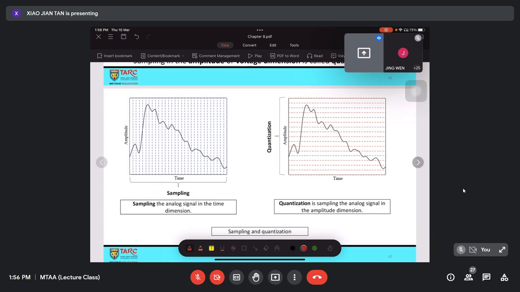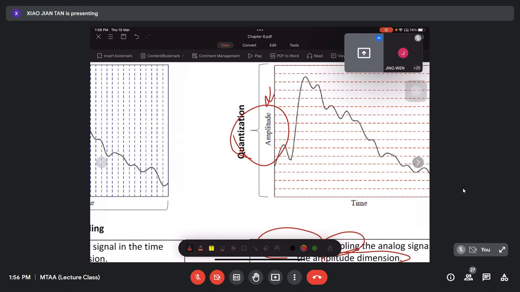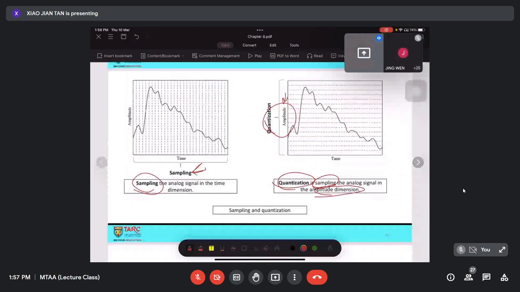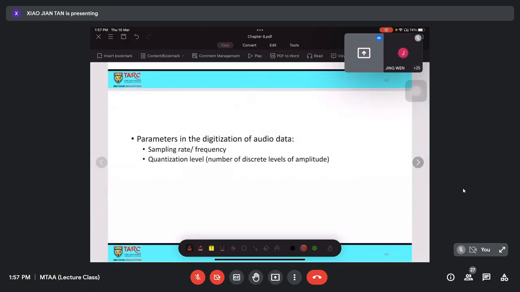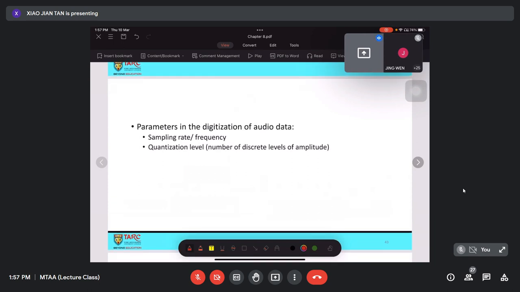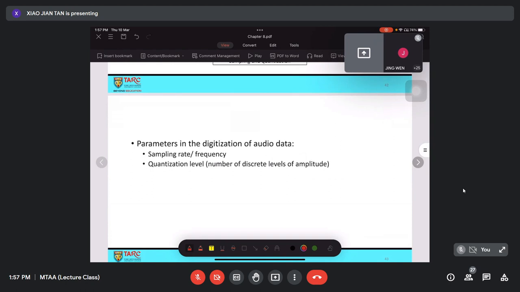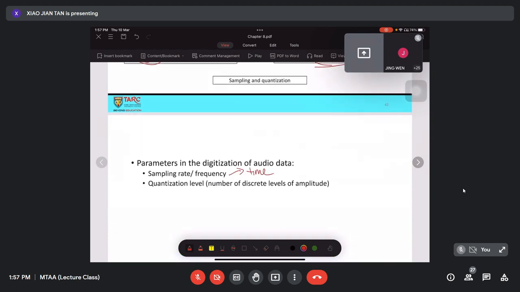Okay, so sampling is the analog to digital conversion in the time dimension. Quantization is the analog to digital conversion in the amplitude dimension. Although I use the word sampling here, because I can't think of another alternative word, what I actually mean is that quantization is the keyword we use when we do sampling in terms of amplitude. So for this one, we don't call it sampling, we call it quantization. And for the time domain, we call it sampling. Okay. So the parameters in the digitization of audio data: you have a sampling rate, which is the frequency, and the quantization level, the number of discrete levels of amplitude. Sampling here refers to the time domain, and this is the amplitude.